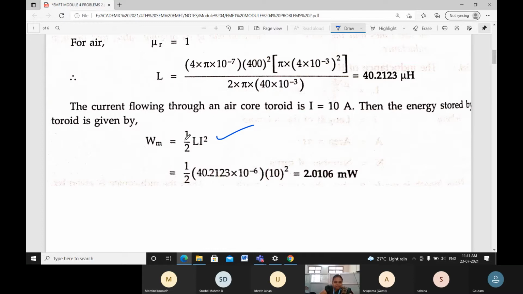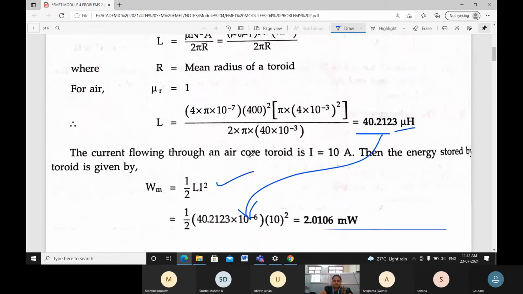Therefore in this case I am going to use the energy stored equation as 1 by 2 L I square. 1 by 2 L, we know from the previous calculation, that you substitute here. Then I we already know, they gave us, that is I is 10 amps, 10 square. Then substitute here, you will be getting 2.0106 milliwatts. Remember the units and represent those units with respect to the values. This is one more problem.